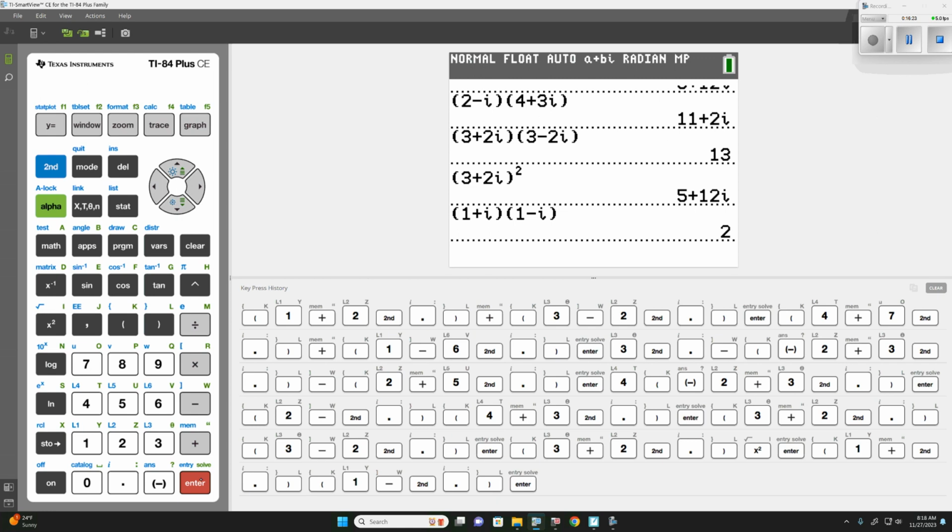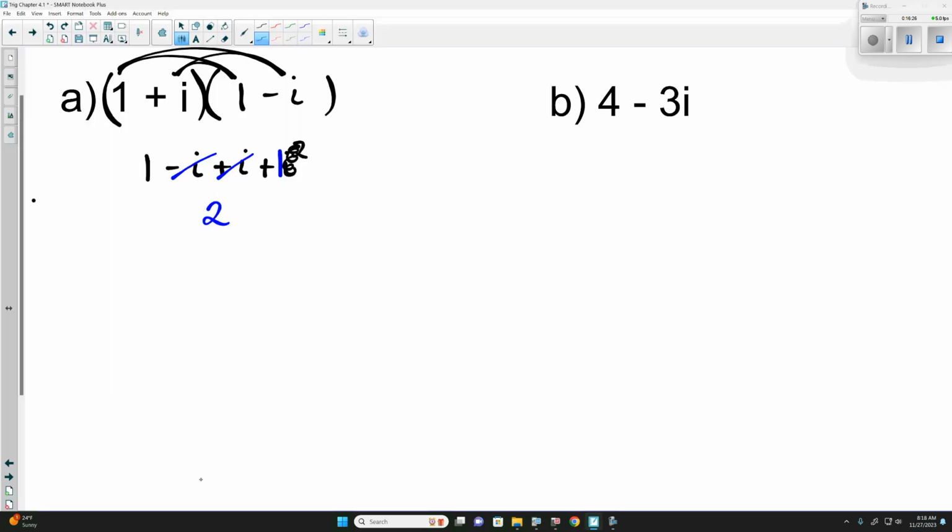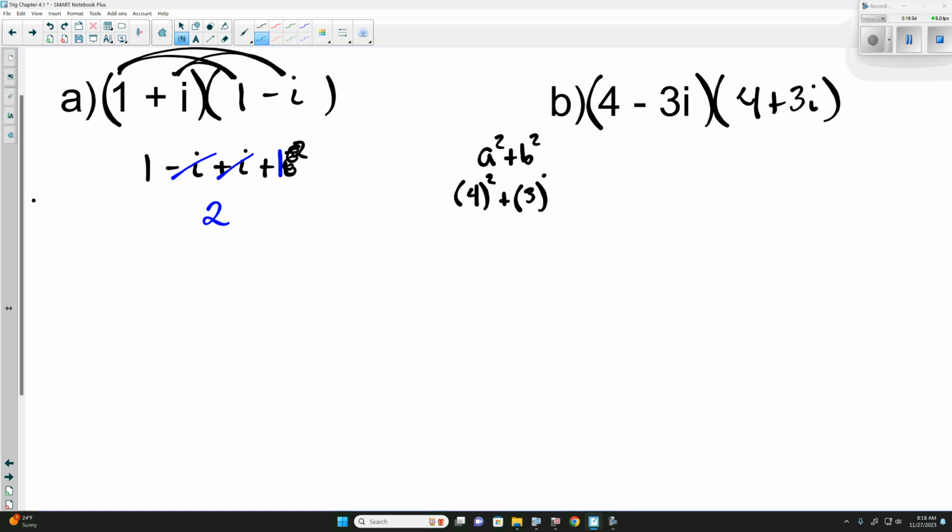Calculator will do it for us. Graphing calculator more specifically. The 30XS will not calculate these for us. 4 minus 3i's complex conjugate would be 4 plus 3i. And again, we can type this in, do it by hand, or as our sheet a minute ago said, a squared plus b squared. So we'll do these in both ways. Our a term is 4. Our b term is 3. 4 squared is 16. 3 squared is 9. So I'm saying this should be 25.